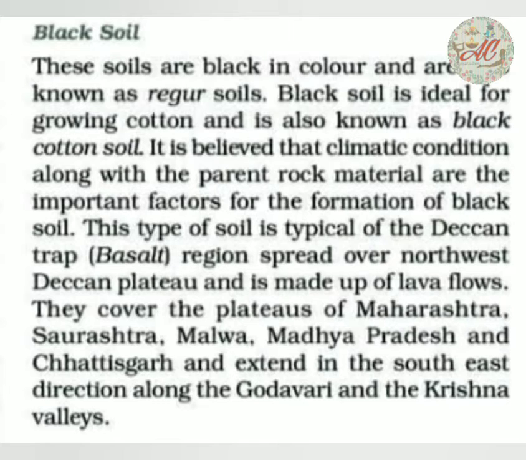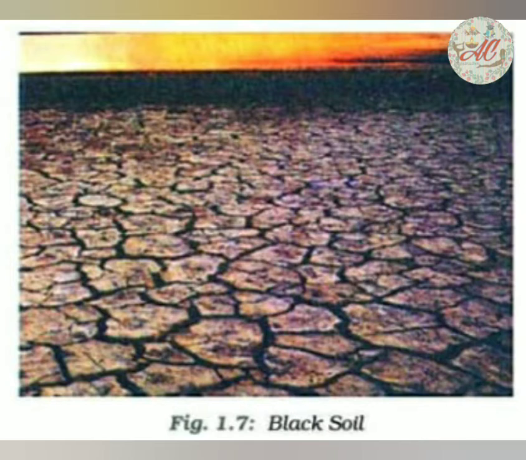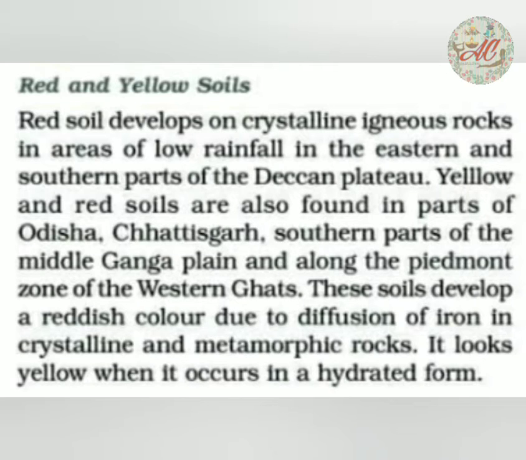It is believed that climatic conditions along with the parent rock material are the important factors for the formation of black soil. This type of soil is typical of the Deccan Trap Basalt region spread over the northwest Deccan Plateau and is made up of lava flows. Right. This soil allows very high crop productivity. Black soil is formed by the weathering or breaking of igneous rocks and also by the cooling or solidification of lava from the volcano. Next is red and yellow soils.